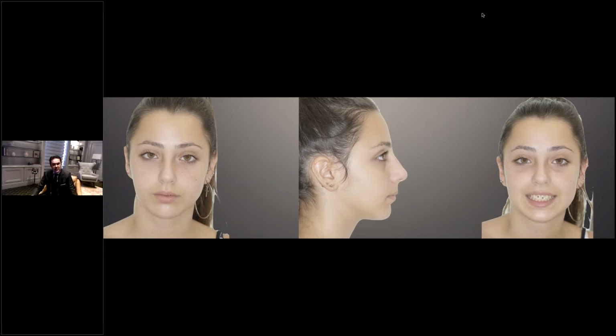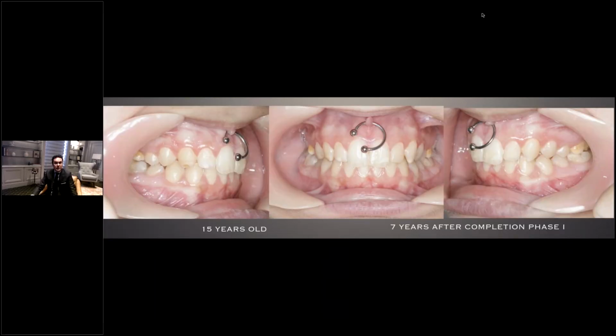So here we are, the patient, I think it's 7 years after the phase one, appears in the office and is coming, well, with this piercing, but she has a scenario in which the patient rejects any kind of second phase treatment.